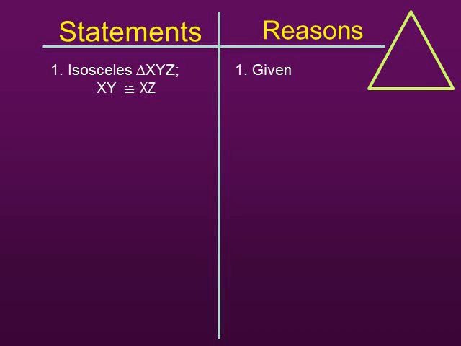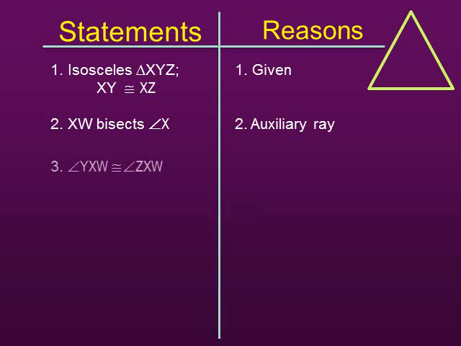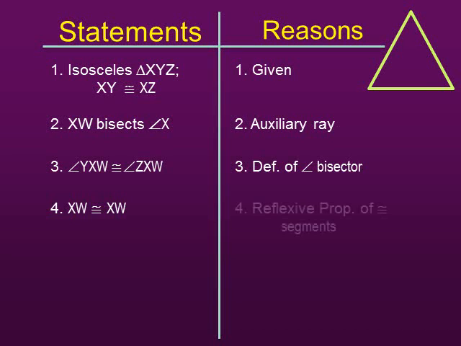Okay, so my given is that I have an isosceles triangle and then I have two sides congruent. I'm going to go ahead and make an auxiliary ray that bisects angle X, which now means I have two angles that are congruent. Remember, bisector means exactly in half, which is the definition of an angle bisector. And then I know that the auxiliary ray that I made is congruent to itself, right? What property is that? Hopefully you remember that that's reflexive.